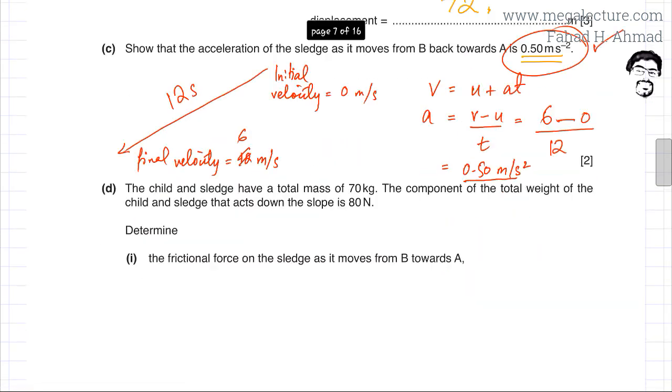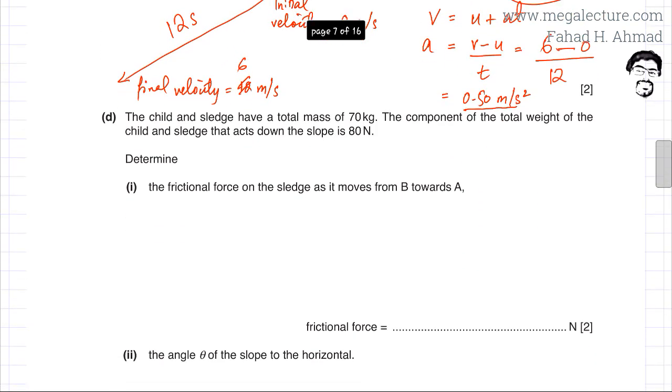Now in the next part of the question, you have the child and sledge have a total mass of 70 kg. The component of the total weight of the child and the sledge that acts down the slope is 80 newtons. So this is the component that's acting down the slope. And you're asked to determine the frictional force on the sledge as it moves from point B towards A.